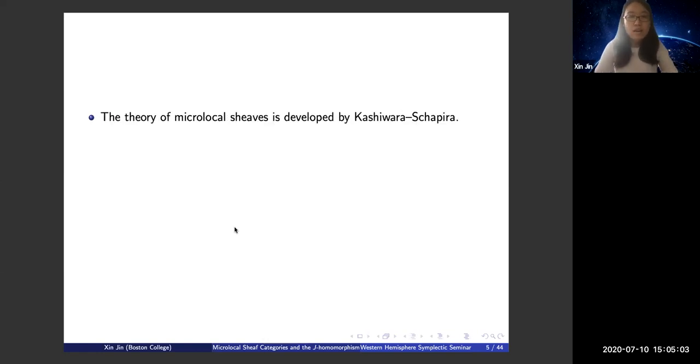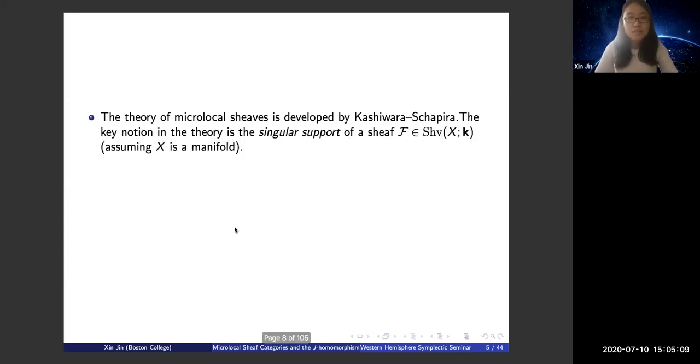Okay, so then for microlocal sheaves, this was developed by Kashiwara and Schapira in the 90s. The key notion is the singular support of a sheaf F inside this category. Here we should assume X is a manifold. If X is singular, what you do is you embed it into some manifold.